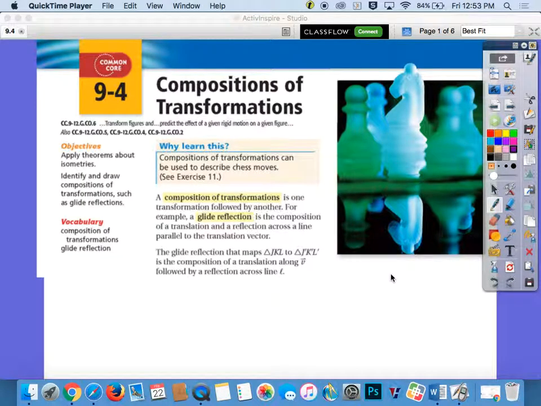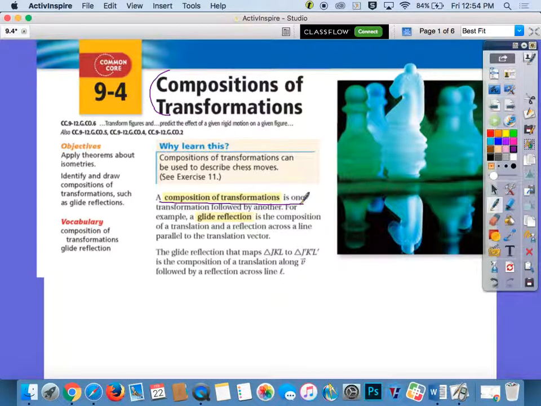Alright guys, today we're going to talk about compositions and transformations, and this is going to be our last topic that we'll get into. It's going to be really short. We're going to hit a couple highlights here. I'll tell you guys what you can expect to see on your test, the kind of problems, and kind of wrap this up. Alright, so your first definition, a composition of transformations, is a transformation followed by another.